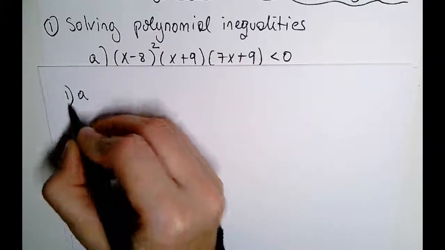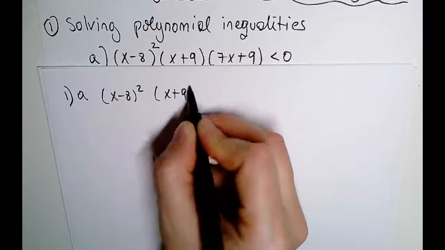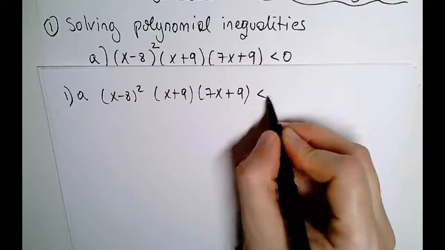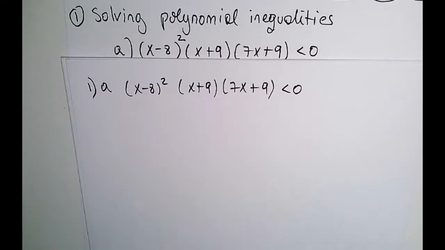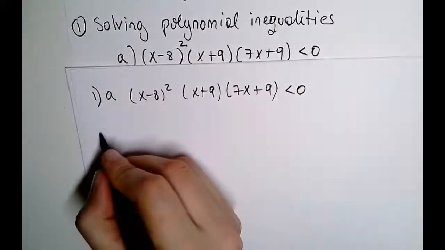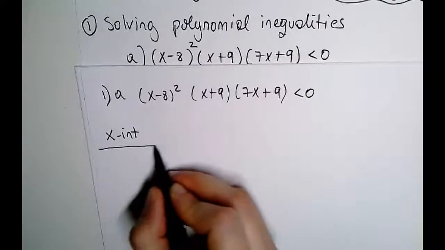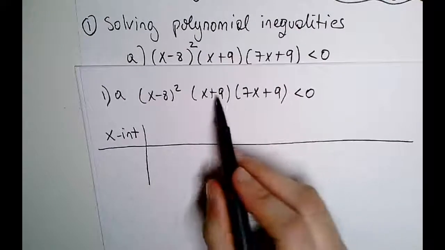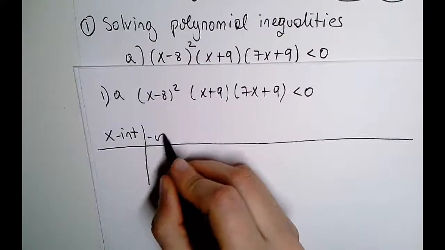So 1a, I have (x minus 8) squared times (x plus 9) times (7x plus 9) less than 0. So how we're going to solve this polynomial inequality is we're going to set up a table and test points. So in the first row of the table, I'm going to put the x-intercepts. So what are the x-intercepts? Well, the first one is negative 9. So let's say negative infinity is here.